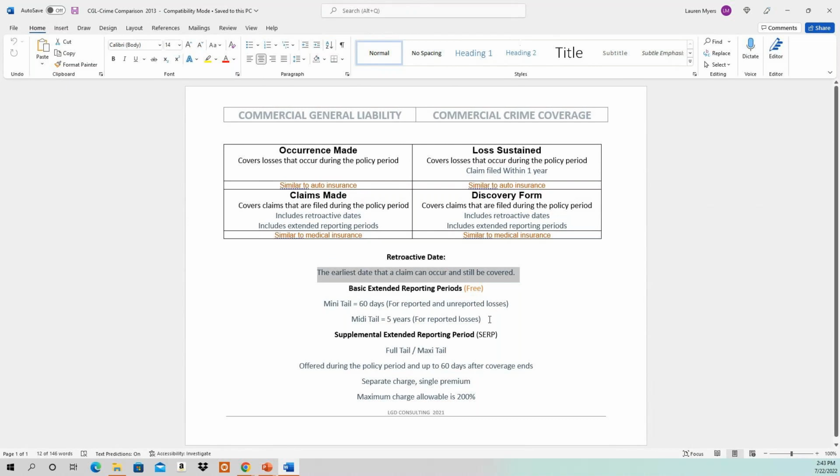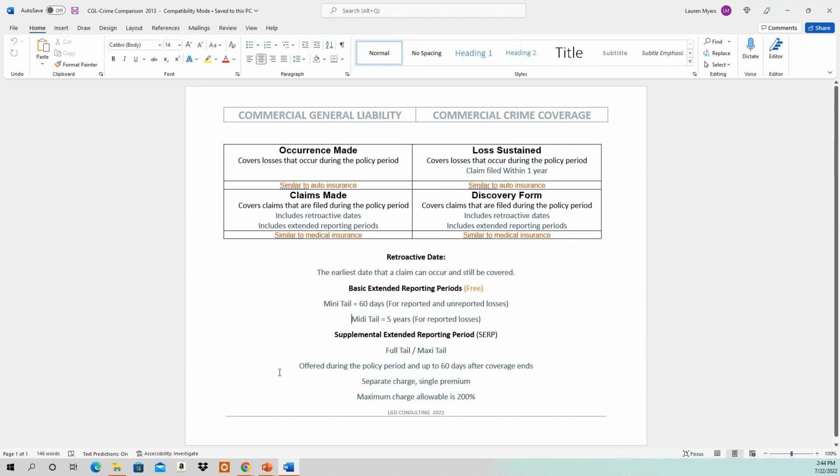Extending reporting periods gives you additional time to file a claim. Usually, it's 60 days. And then for unreported or reported claims, once it's reported, we cover your medical for like 5 years. Okay. If you're closing your business, you can get the supplemental extended reporting period, which is also called, instead of a mini, a full tail or maxi. This is almost treated like a separate policy. By adding this to the end of your policy, it gives your customers an unlimited period of time to file a claim and have this policy still cover the loss.